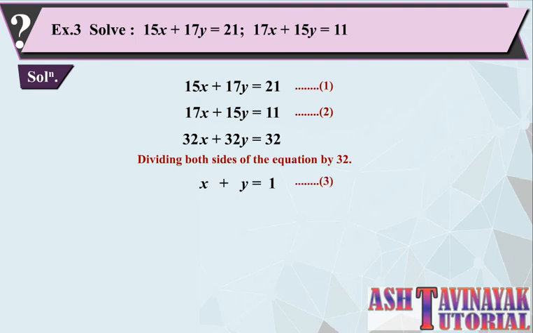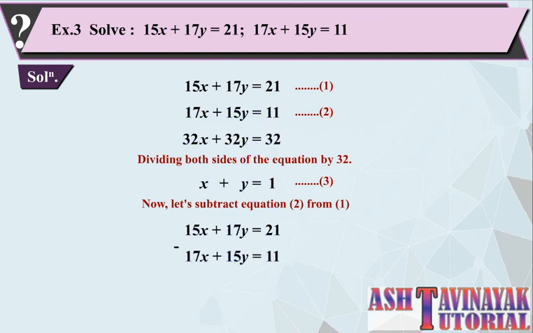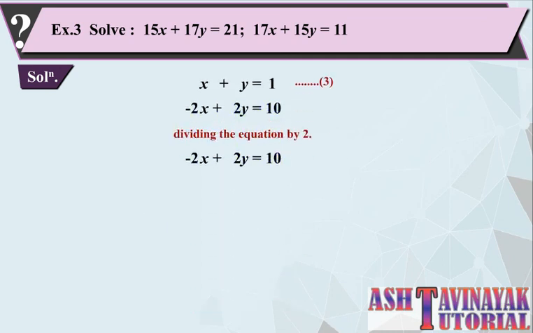Equation 3. Now, let's subtract equation 2 from equation 1. 15x plus 17y is equal to 21 minus 17x plus 15y is equal to 11. We get minus 2x plus 2y is equal to 10. Dividing the equation by 2, minus x plus y is equal to 5. Equation 4.